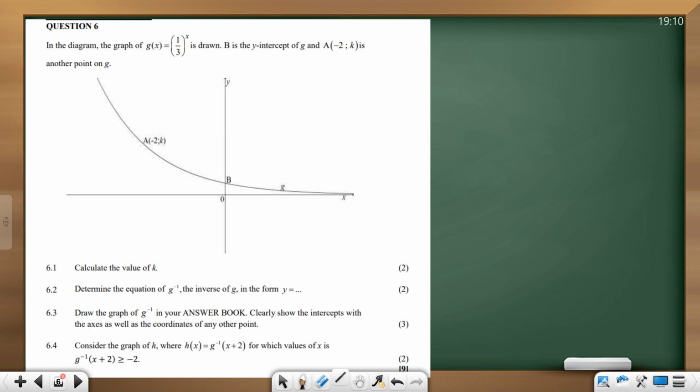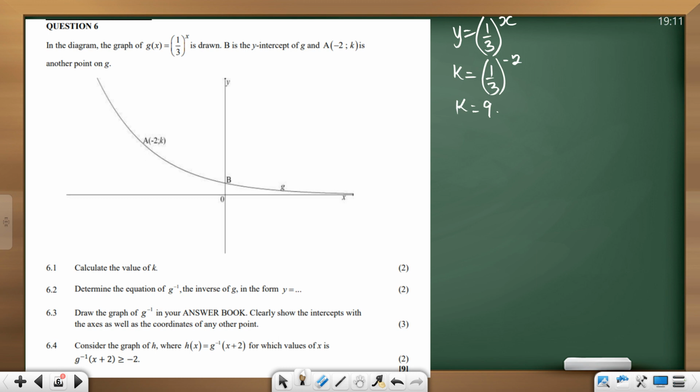We have a graph, and there's something I want to tell you here. Even if it's not in this question, I'm going to mention it when it comes to log graphs. We have y equals to what? 1 over 3 to the power of what? X. What did you get for the value of k? Already we know that k is y, right? 1 over 3 to the power of what? Negative 2. What is k? 9. We're done there.